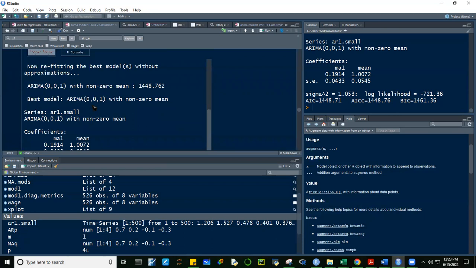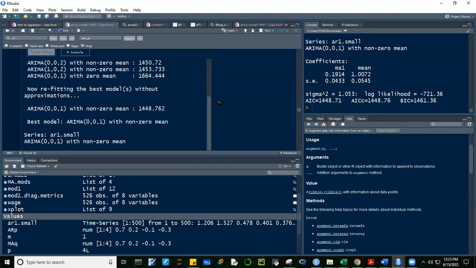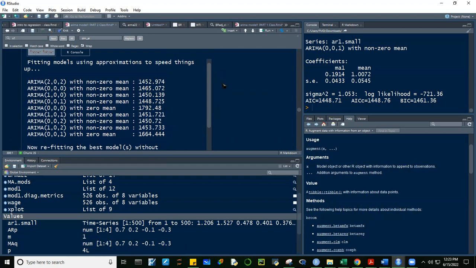Di ba guys, tingnan nyo? Okay, let me, ito pala, binigay niya. Now, take a look at this. The ARIMA(1,0,0) with non-zero mean has an AIC of 1450. And then ARIMA(0,0,1) with non-zero mean is 1448.725. Okay? So take a look at this.